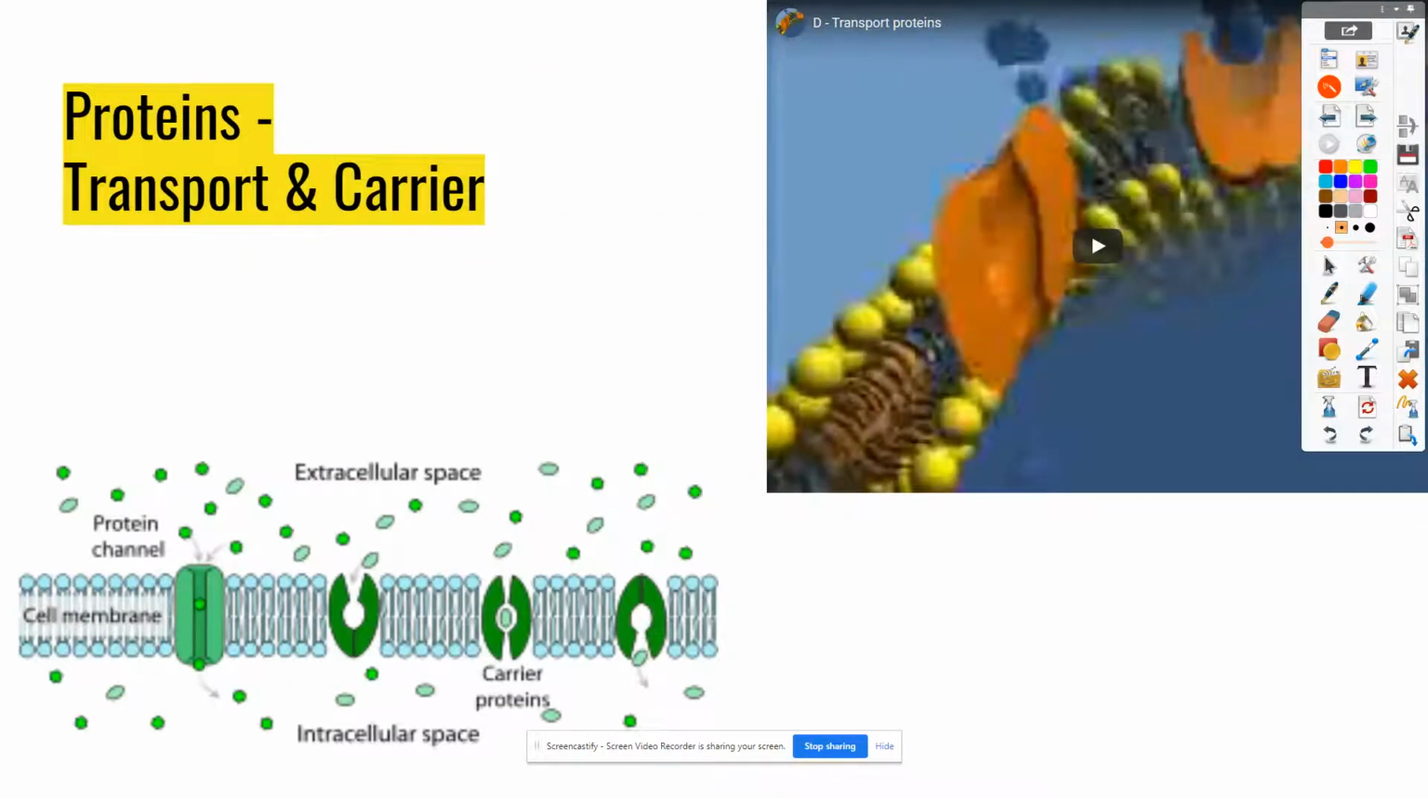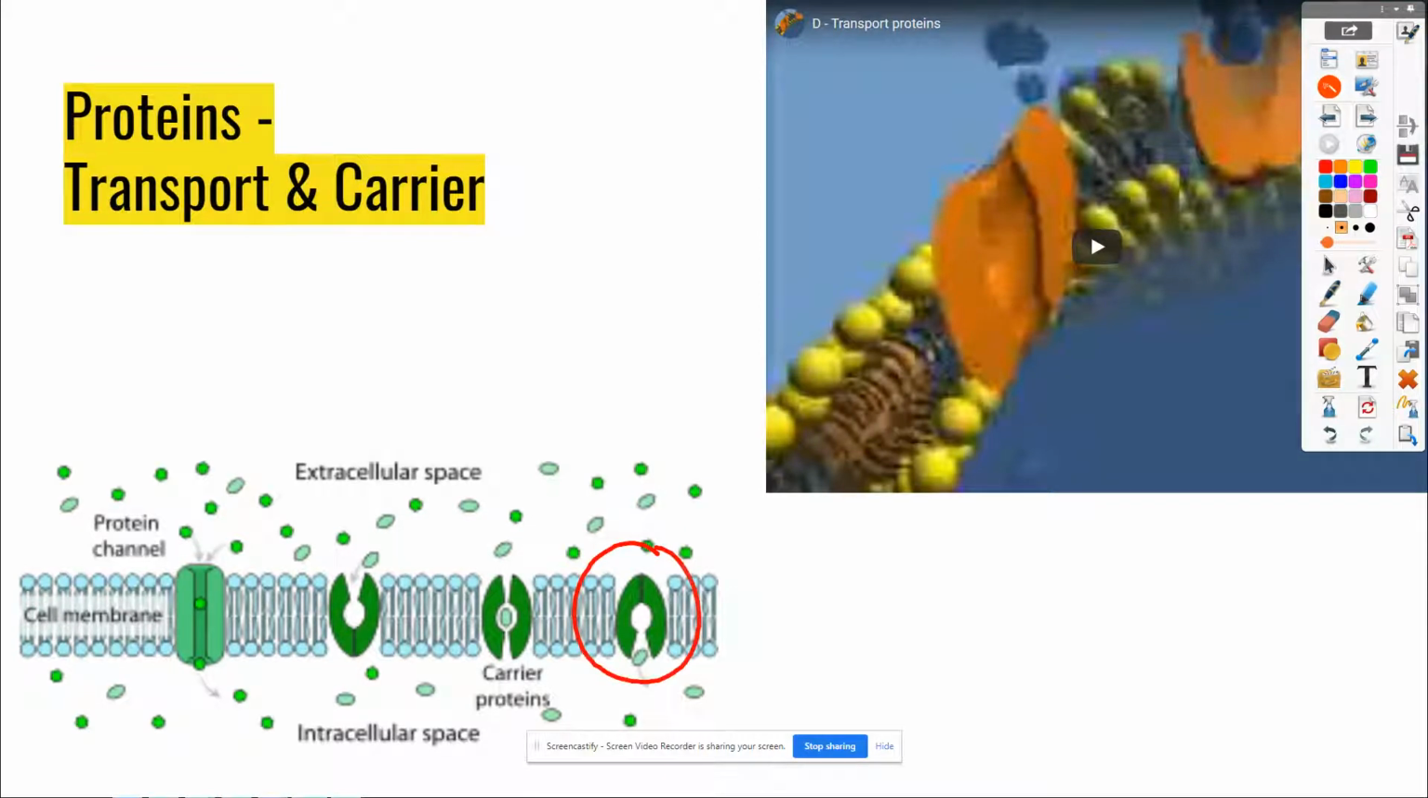Then we have the proteins. We said there are peripheral proteins and integral proteins. Now these proteins, the transport and the carrier proteins, if you look at the picture here, they are integral. They go all the way through the membrane. But what do transport and carrier proteins do? They carry molecules through the membrane.